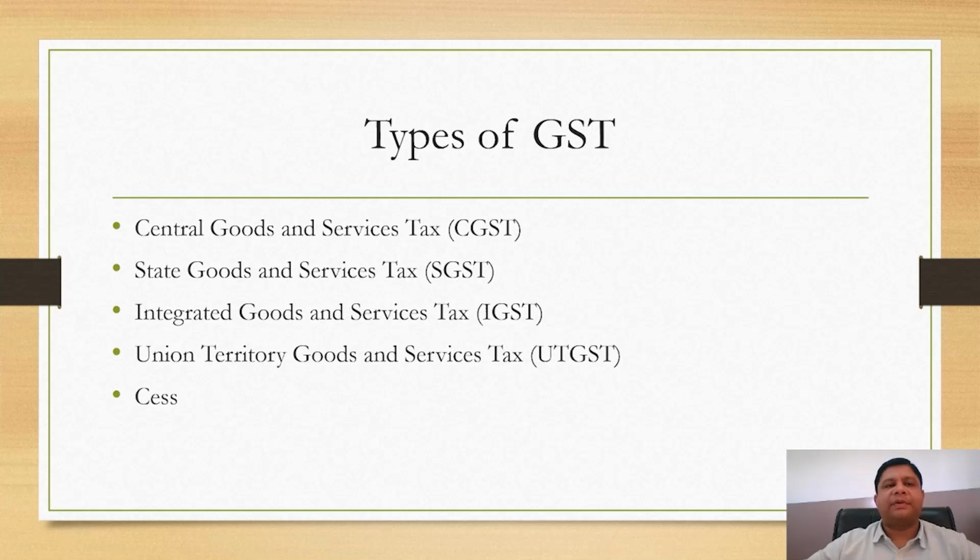Now, the fifth type of GST is cess. Cess is an additional tax levied on specific goods and services to fund particular purposes such as education, health, or environmental conservation. Cess is usually applied in addition to the regular GST rate. Some examples of cess include the compensation cess on certain luxury and sin goods. So these are the types of GST.